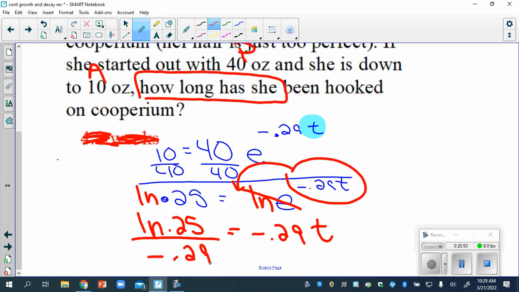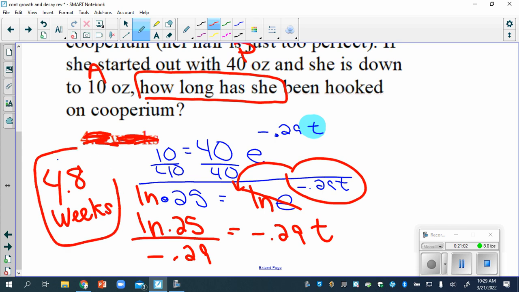And I come up with about 4.8 or 4.7 weeks. That's how long she can go, a little more than a month. Then she's got to go hit up Cooper for a little bit more to make her hair look awesome.